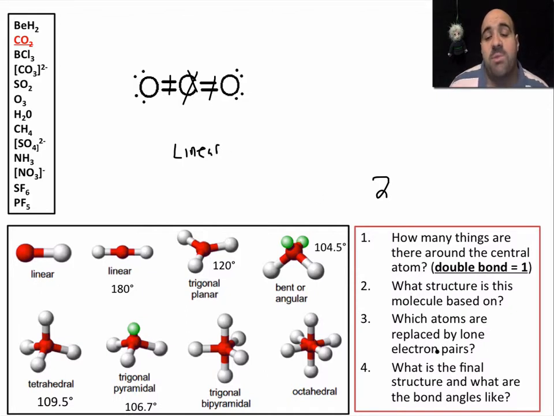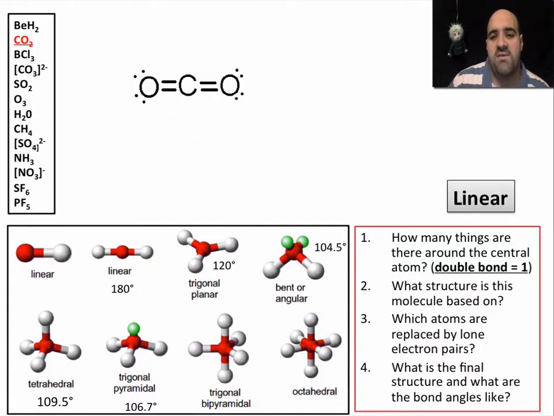Are there any atoms replaced by lone electron pairs? No, not in this one. We don't have any lone electron pairs here. So the final structure is linear, and the bond angles are 180 degrees. So that's straightforward in the case of carbon dioxide.